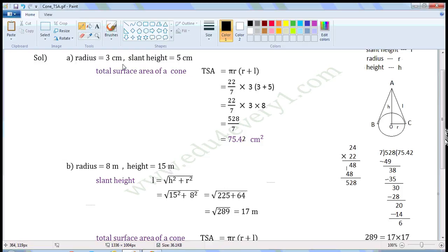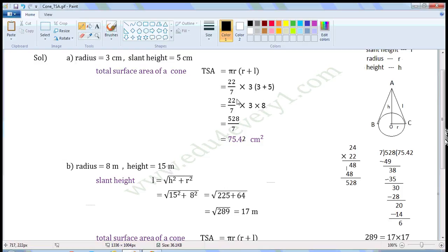Substitute the values of pi, r and L in this formula to find TSA. Then it will be equal to 22 by 7 into 3 into 3 plus 5. We have to simplify this using BODMAS rule. So first we have to simplify the part of the expression which is the bracket. 3 plus 5 is 8. So we can write this as 22 by 7 into 3 into 8. Now 3 into 8 is 24.